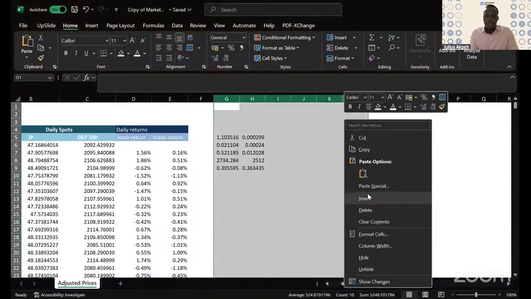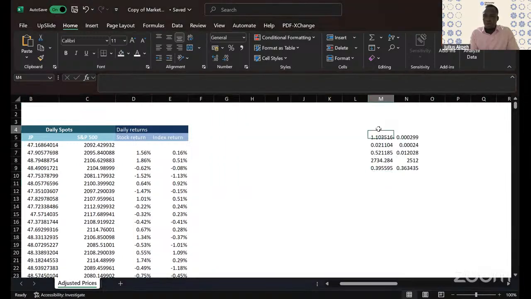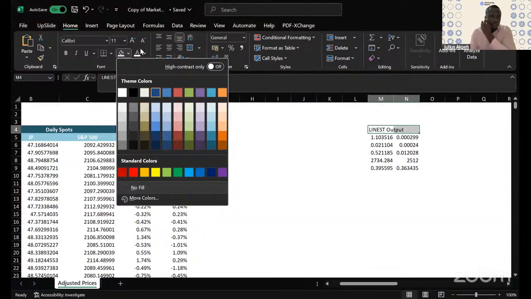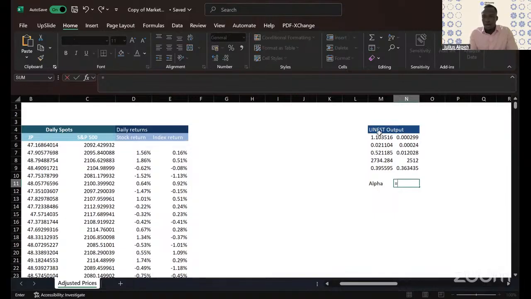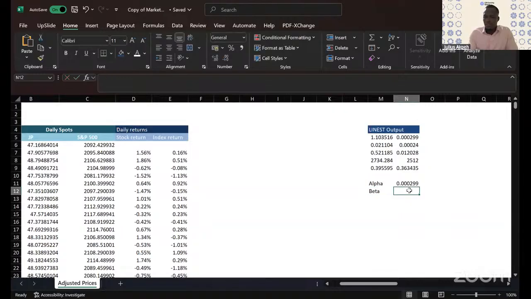I want to create further space. There is a reason why I'm doing this. So I will say this is the LINEST output. Let me put that here. The LINEST output is here. And the output interpretation: the alpha is this that we have here. This is the alpha of the equation, and then the beta of the linear equation is this one. This is the beta of the linear equation.